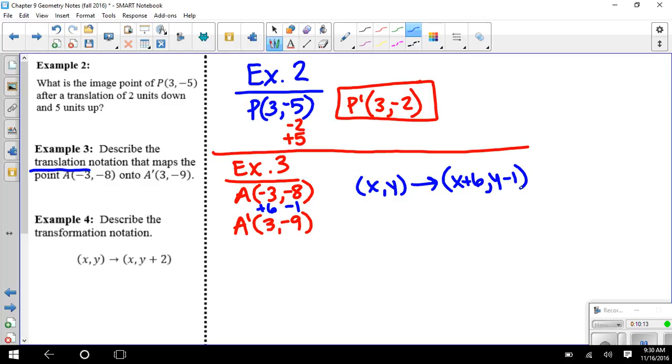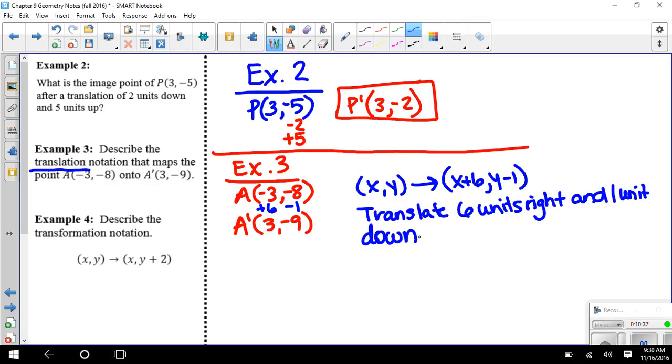So you can describe it this way, or we could say translate, because we do need that vocabulary term. We could say translate 6 units right and 1 unit down. Okay.